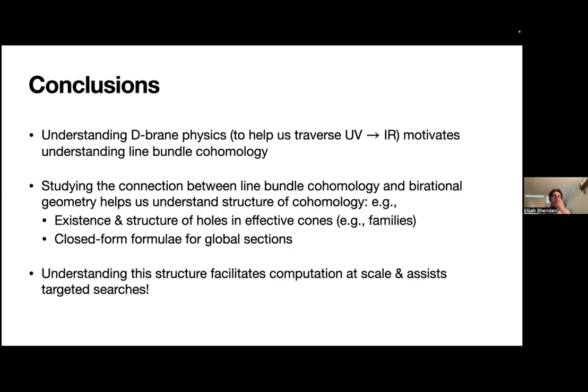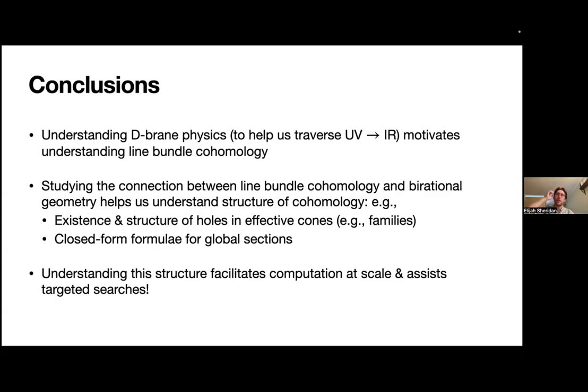So to conclude, I'll recall that to understand various aspects of traversing from UV data to IR predictions, in particular the way in which D-branes impact this traversal, this motivates us to understand the structure of line bundle cohomology. And by connecting it to birational geometry, we gain new insights into the structure of this cohomology. We found that holes exist in the effective cone, and we gained some understanding of their structure, such that they seem to come in these families.